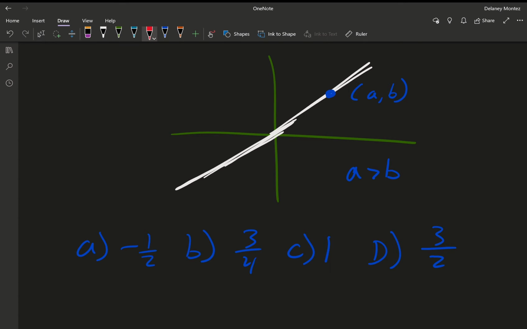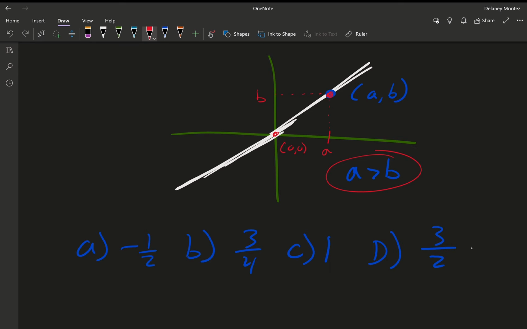So let's look at what we have to set up, right? We know we have some line that goes through the origin, and it goes through this point AB, and we know that A is bigger than B, right? So we know that's true. Okay, so now let's see. This point here is 0, 0, right? Now this point here, if I drop it down, of course this is A, right? And then this point here, this is B, right? Because this is AB. This is what this point is. And I know A is bigger than B, right?